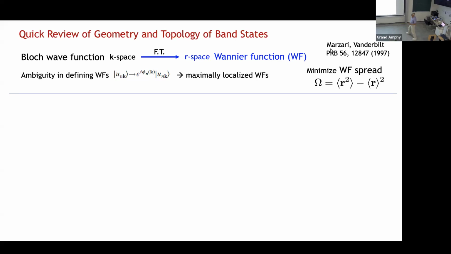So you have a Bloch wave function in k-space, and you can Fourier transform it, and you get a real space Wannier function. This has been known for a very long time. It's the work of Wannier. But now there's a problem, because the periodic part of the Bloch wave function, I can actually multiply it by any k-dependent phase, and that's an equally good Bloch state, right? But when I Fourier transform it, different choices of the phase give me very different Wannier functions. So there is nothing unique about the Wannier functions.